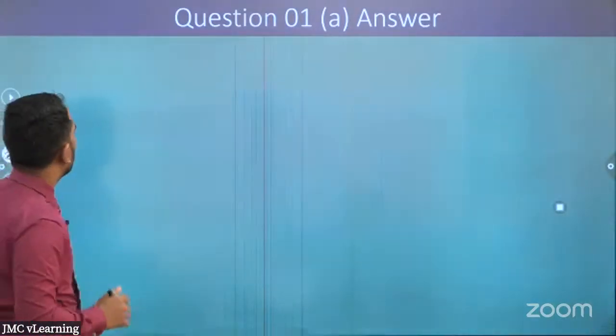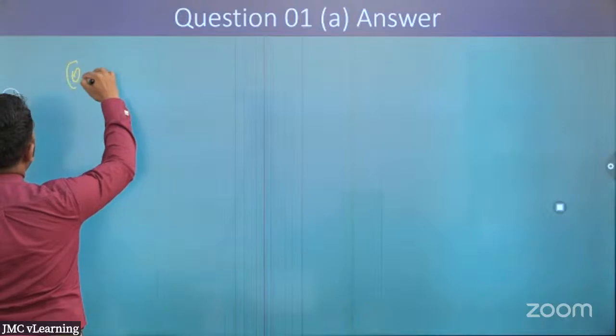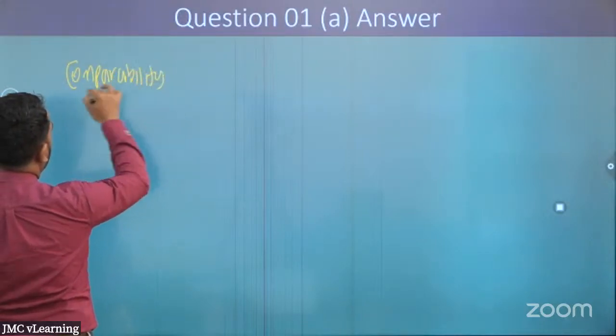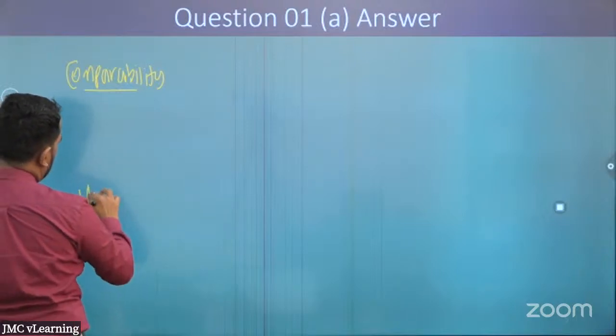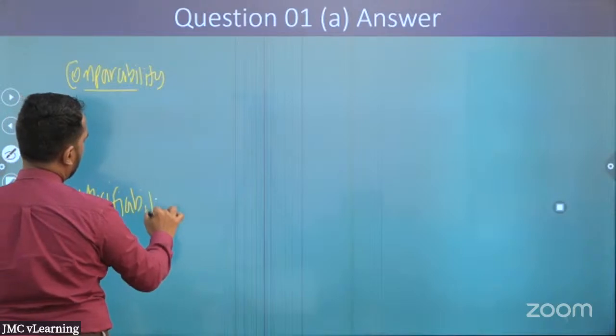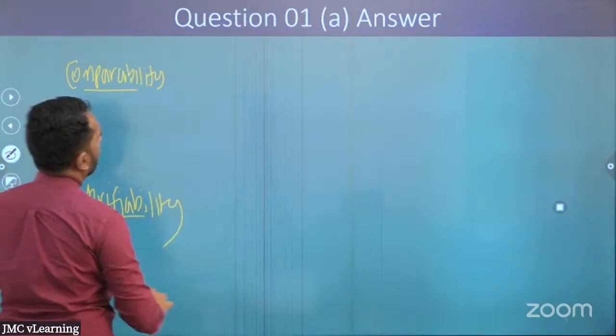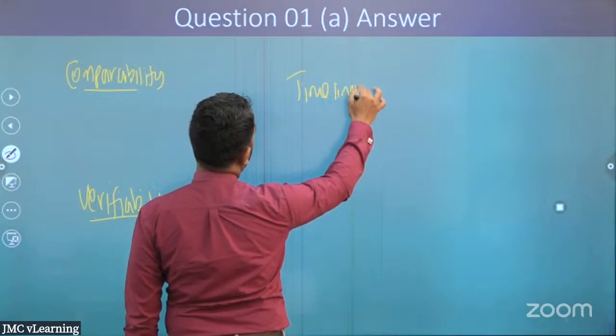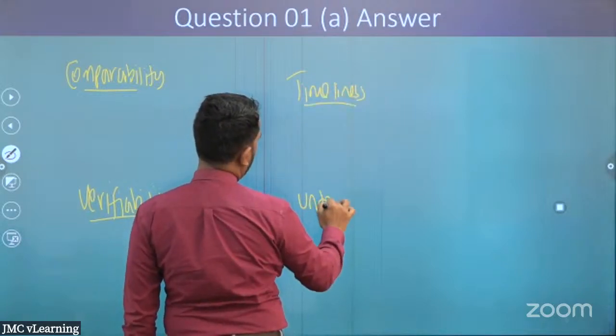So if you take comparability, I'll just put the brief idea, then I'll give you the answer. Verifiability, timeliness, and understandability.